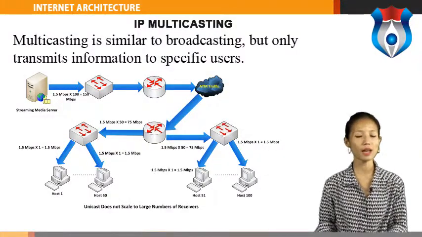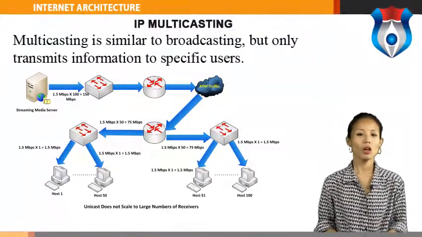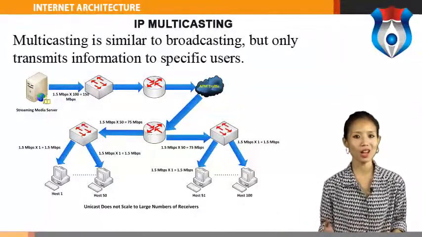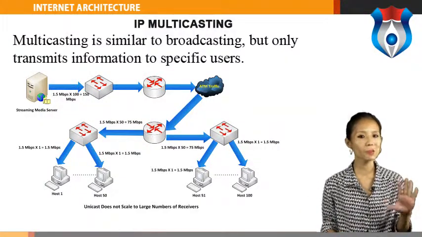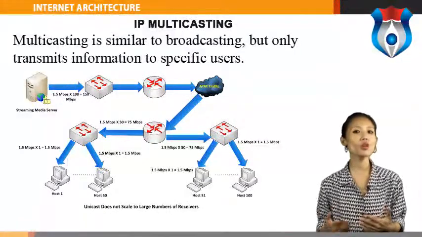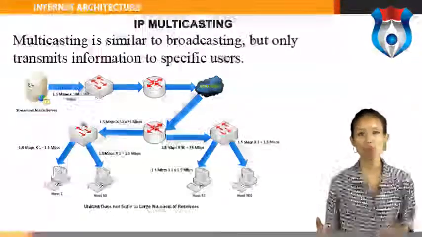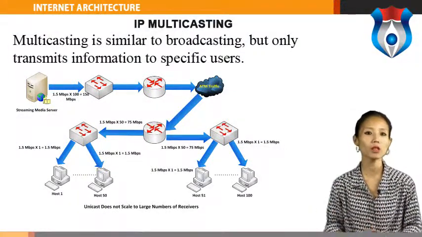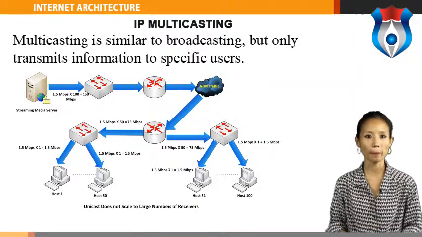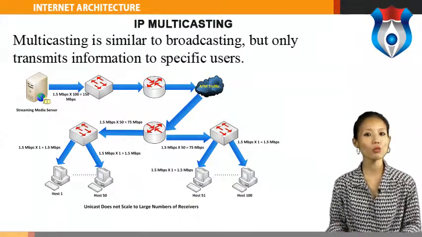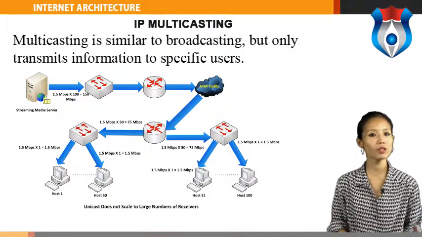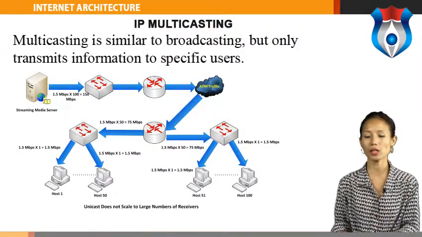Now let us discuss IP multicasting. Multicasting is similar to broadcasting, but only transmits information to a specific group of users. It is used to efficiently transmit streaming media and other types of data to multiple users at one time. The simple way to send data to multiple users simultaneously is to transmit individual copies of the data to each one.